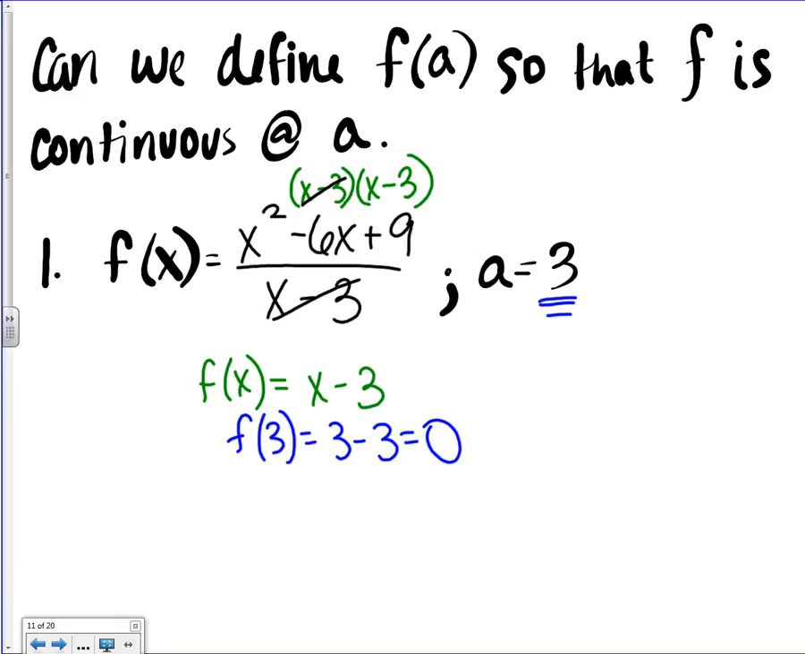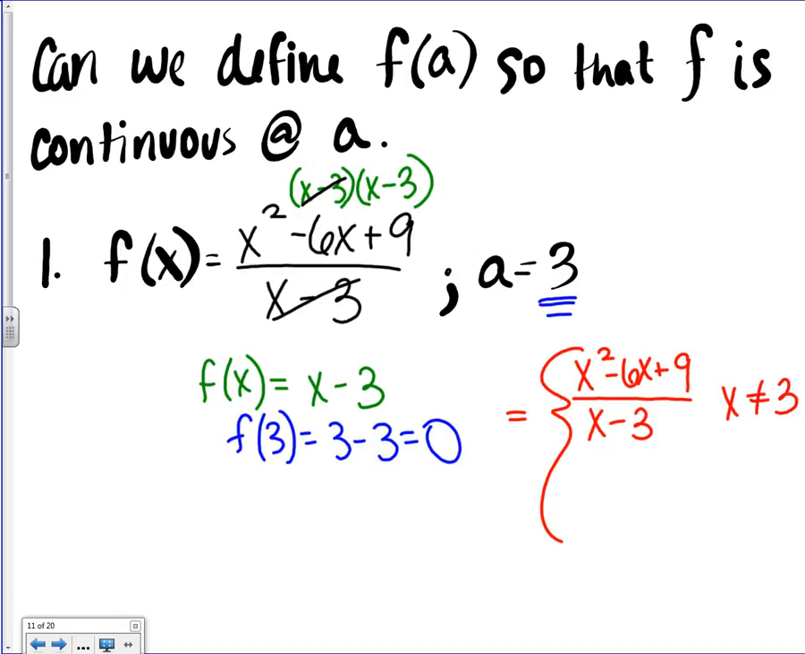So you can redefine this function so it is continuous by making it a piecewise. The first piece, we're just going to keep my function the same, and that's for everything except for 3. So that's for all x's that are not 3. But when x is 3, if I want to fill in that hole, we're going to make it 0. And now you have defined the function.